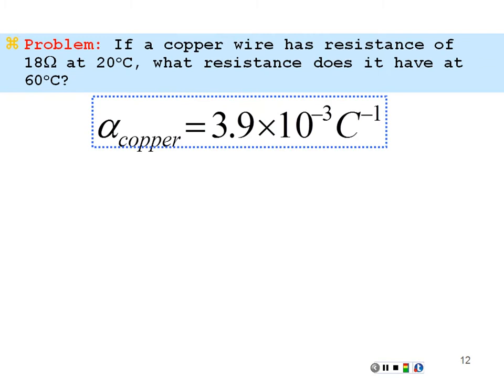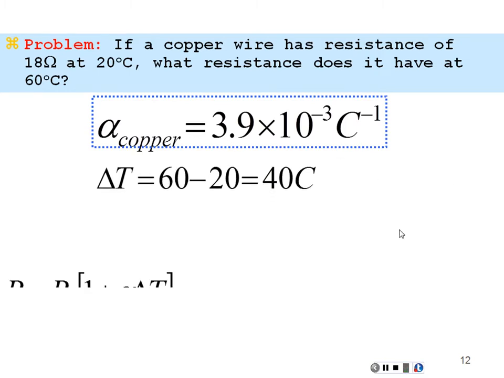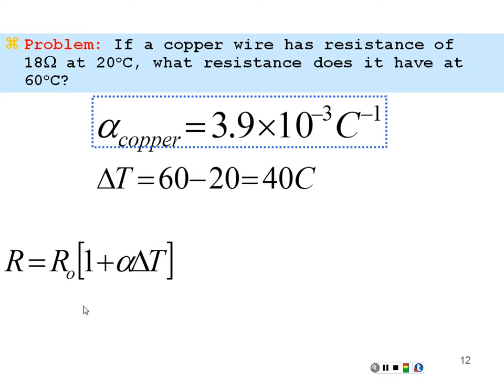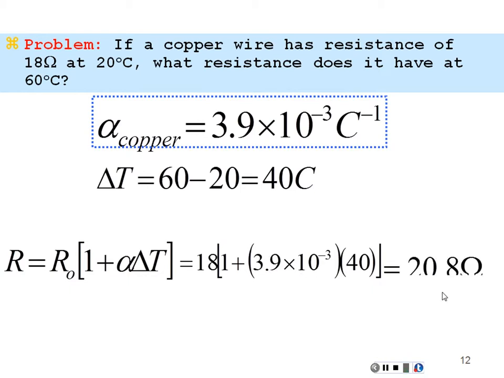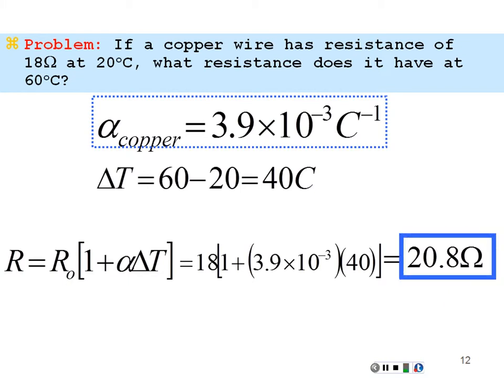Let's try this resistance relationship in a problem. If a copper wire has resistance of 18 ohms at 20 degrees Celsius, what resistance does it have at 60 degrees Celsius? So your change in temperature will be 60 minus 20, or 40 degrees. The temperature coefficient of copper is 3.9 times 10 to the minus 3 per degree Celsius. So our new resistance will be our old resistance at 20 degrees, 18, times 1 plus this temperature coefficient, 3.9 times 10 to the minus 3, times 40 degrees, which is 20.8 ohms. So we actually go up maybe about 15%.